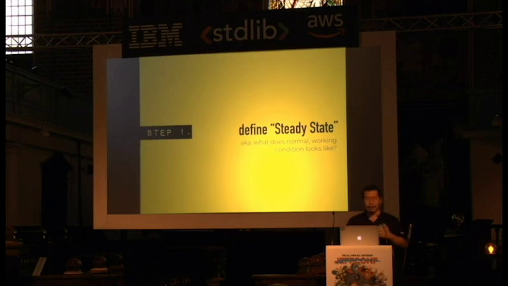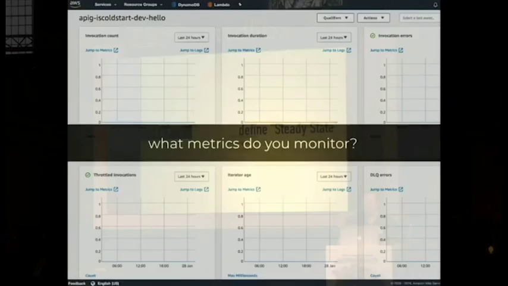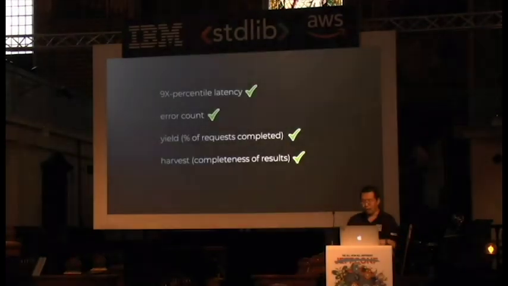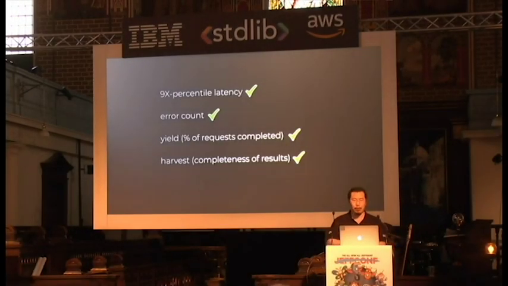So if I want to apply the same 4 steps, step 1, I want to define what good looks like for my system. So I need to decide what metrics make sense for my experiments. Some good common candidates include 95 or 99 percentile latency numbers, or error count, or the percentage of requests that I was able to complete.